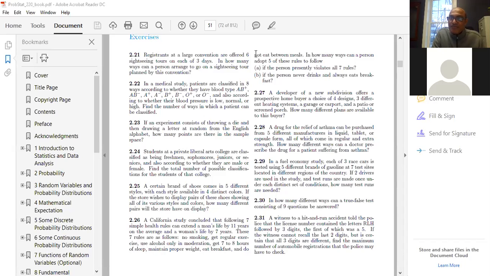5 of these rules to follow, that's the question. It says that if the person presently violates all 7 rules, that means out of all seven, the second question is, if the person never drinks and always eats breakfast. So let me again share my whiteboard.